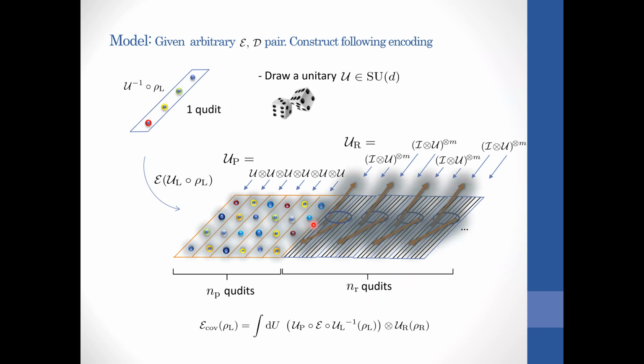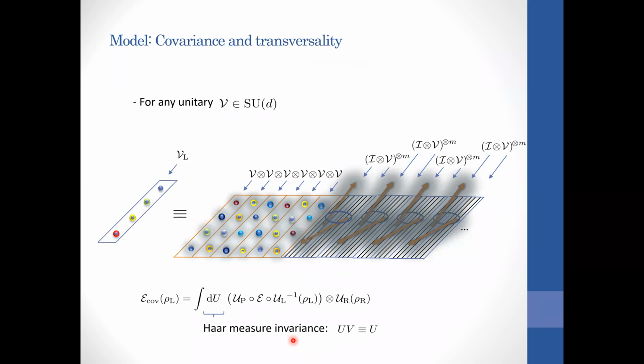And now I draw this with a slight haze over it because remember, we picked the unitary at random, so there's some randomness to all of this, right? And the actual encoding channel, when you do that, is given by this expression here, where this dU is the Haar measure.